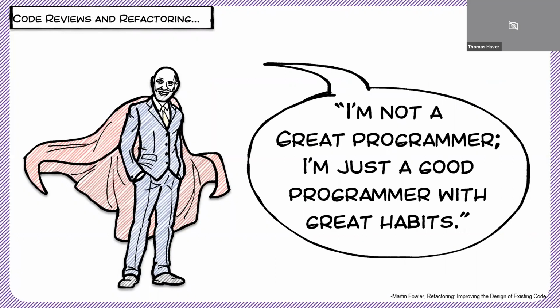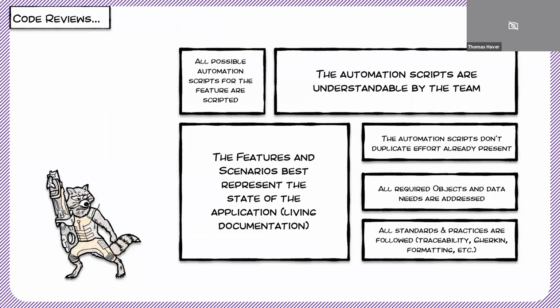There have been a lot of superheroes and a few supervillains shown thus far. My superhero, though, is not part of a Marvel universe, but I have him here with a cape. He's Martin Fowler. He said, I'm not a great programmer. I'm just a good programmer with great habits. So too should we expect our test automation developers to have good habits with code reviews and refactoring.